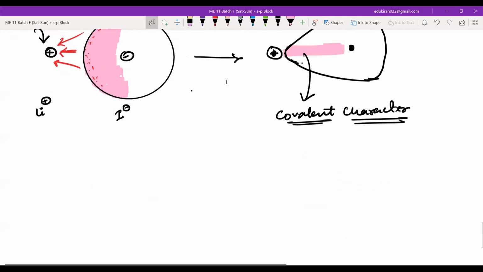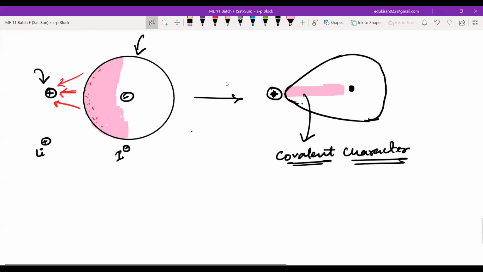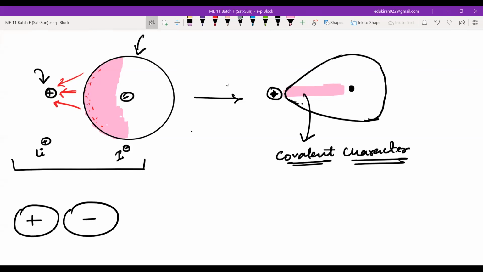If I compare the pull of electron between two atoms, this is one case. The other case is if you have positive and negative ions both of similar size. Then these positive charges cannot narrow down the pull, and that is why this is not going to give you an effective covalent character.